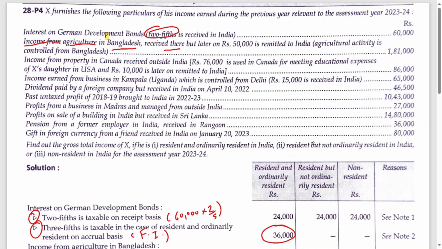But later on this 50,000 is remitted to India. That means it is now remitted, so we don't have to consider this because remittance is not taxable at all. You have to look where it accrues or arises and where it is received. So in the first example, it is very clear that it accrues or arises in Bangladesh and is received there. That means it is a foreign income.